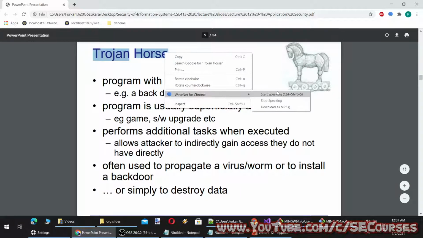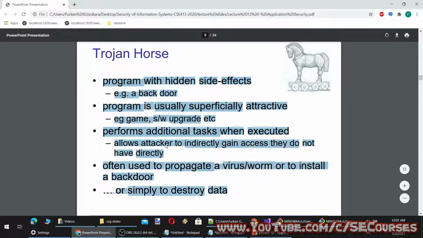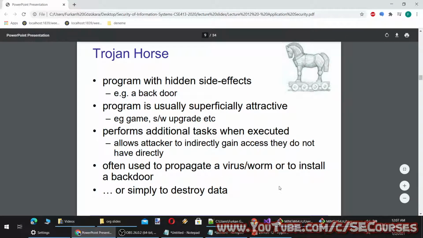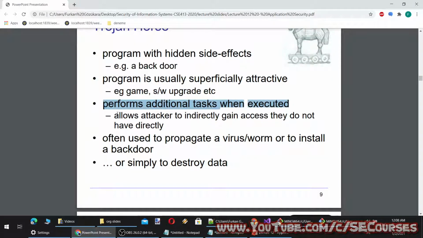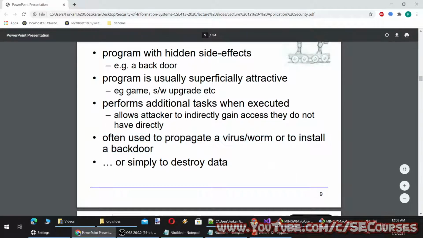Trojan Horse. A program with hidden side effects, e.g., a backdoor program. It is usually superficially attractive, e.g., a game or software upgrade, and performs additional tasks when executed, allowing the attacker to indirectly gain access they do not have directly. Often used to propagate a virus or worm, to install a backdoor, or simply to destroy data. You see, this is important: the program is superficially attractive, and performs additional tasks when executed.